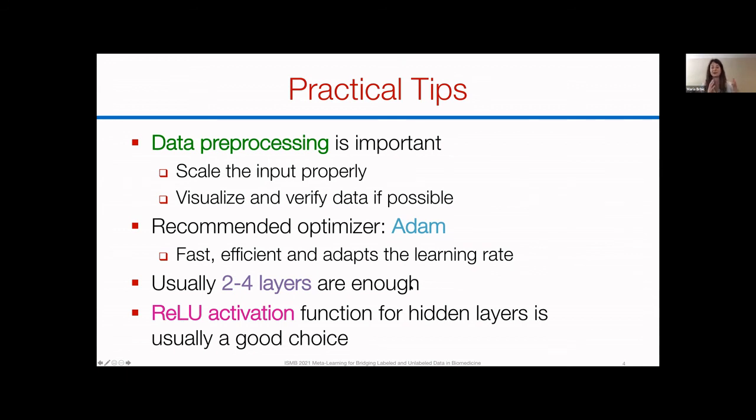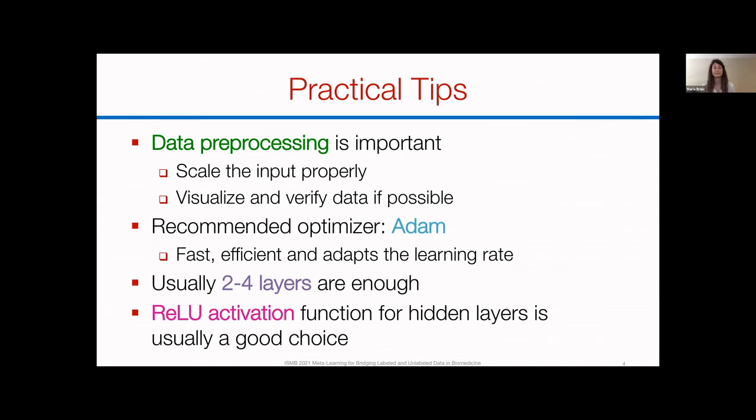Regarding the optimizer, the most popular one to use is Adam, which automatically decays the learning rate and computes an adaptive learning rate for each parameter. It is fast and efficient and tends to work well for most problems. Regarding architecture, you usually don't need more than 4 layers, and the ReLU activation function is usually a good choice. It simply thresholds a matrix of activations at 0, and it speeds up convergence.